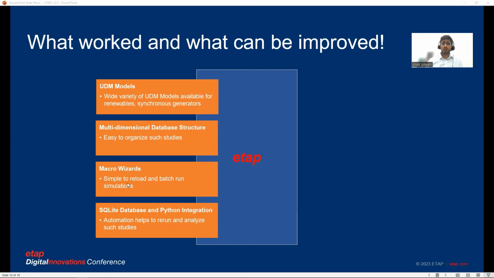The macro wizards also made it possible to reload and batch run simulations, thus saving a lot of our time. We also used the SQLite database export feature to export the results and then plot them via Python. So we were able to automate the whole process.